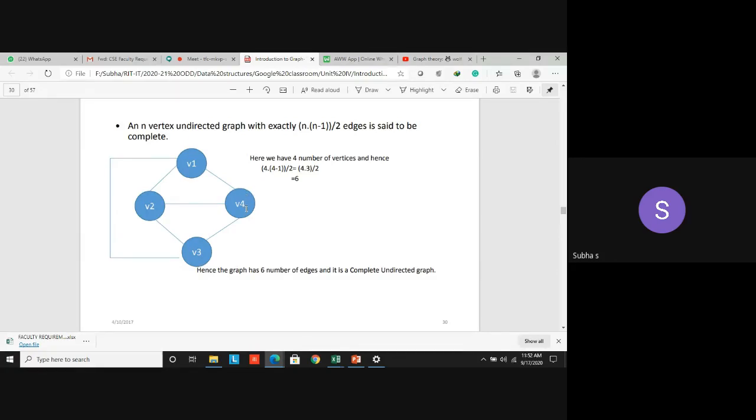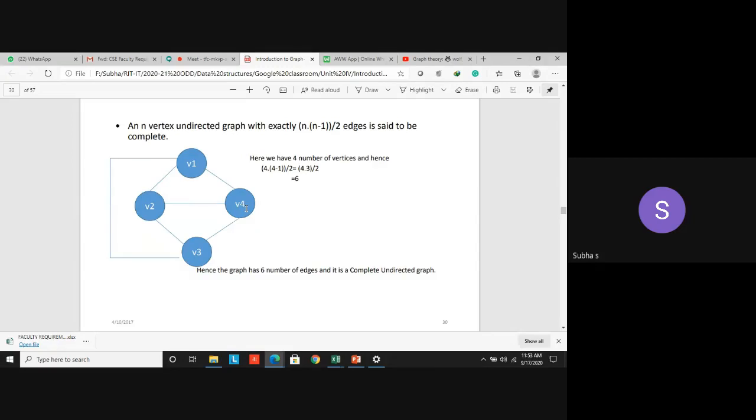Suppose you have 10 vertices, or 100 vertices, or 50 vertices. You can think of social media, Facebook, having thousands, lakhs, millions of users, all of whom may be connected to all other users. So there you have to find the edges, and you have to use the formula n into n minus 1 by 2. To calculate the number of edges in a complete graph, we use this formula n into n minus 1 by 2.